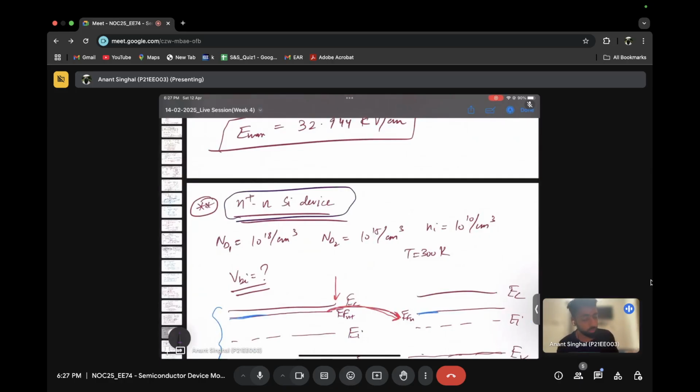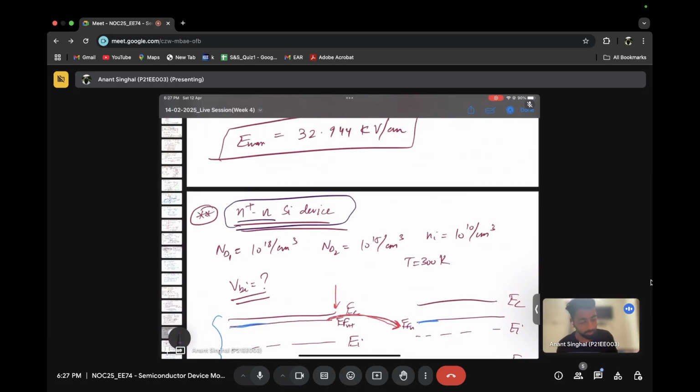So I hope you can now make an N plus N band diagram, right? So can anyone tell which part will be on the above side or which part will be on the lower side for an N plus N case? I mean, just to refresh your memory if you want. Otherwise, I can keep on saying.